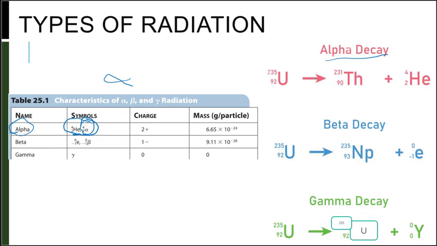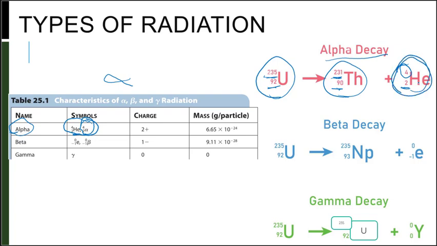Alpha decay can be shown like this. Uranium-235, so that's its mass, has 92 protons. When it decays to thorium-231, notice that I have a mass difference of 4. So I have 4 as my mass on top, and I have a proton difference of 2. So that would be alpha decay. It could be written like this, or it could be written, instead of the helium, with that alpha symbol.